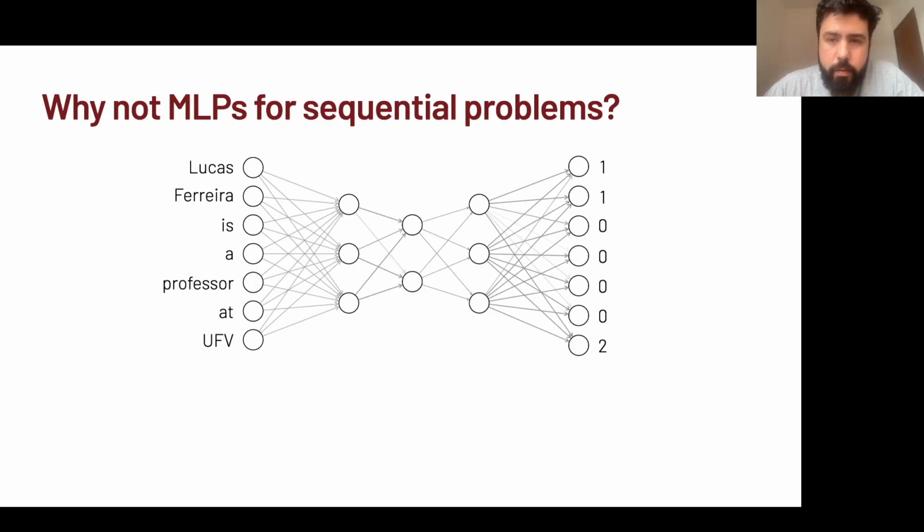Okay, and here is a question for you. Why don't we use MLPs or feed-forward networks for sequential problems? We could model it this way, for example. You could have every input neuron represent a different word, and every output neuron represent an entity, and that seems to solve the problem, but why isn't this a good idea?